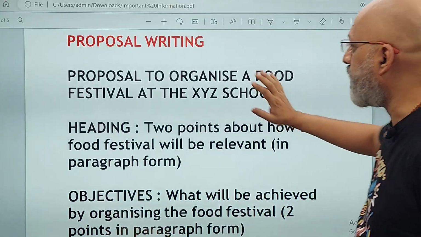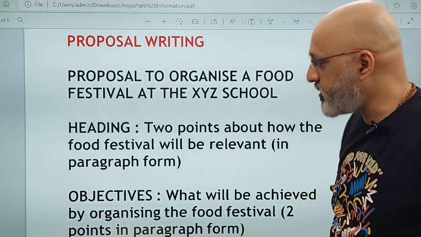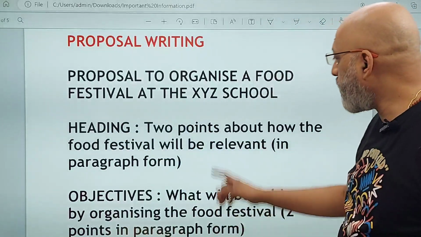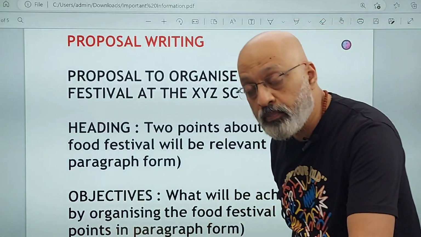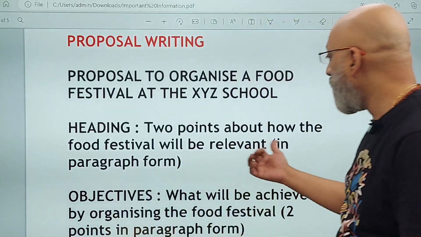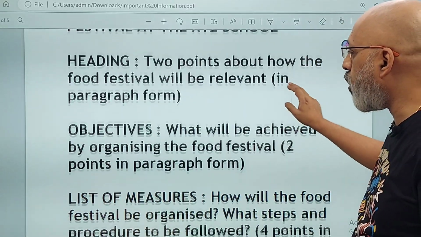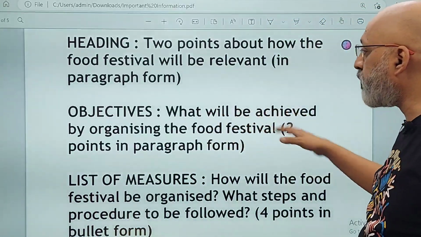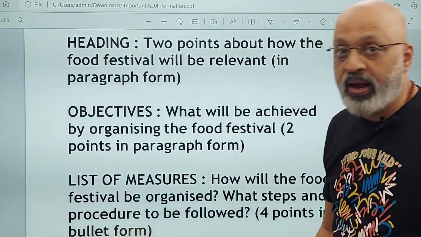This is the way you need to write. Proposal writing: Proposal to organize a food festival at the XYZ school. You first write the heading, where you write 2 points about how the food festival will be relevant. Why is it important? How would it be useful? In paragraph form, not in point form. Then you write the objectives. What are the objectives of organizing this food festival? What will be achieved by organizing the food festival? 2 points again in paragraph form.